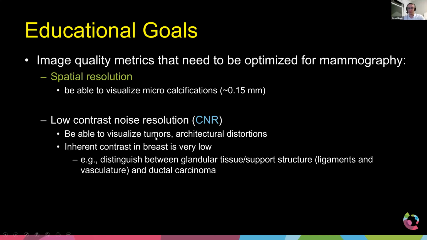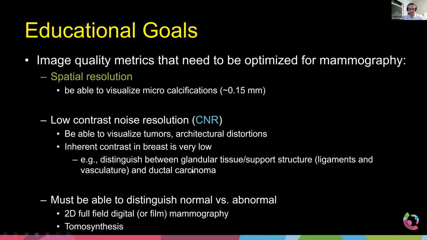We need to be able to visualize the tumor itself. The problem is the tumor is made of the same material, the glandular material of the ducts, and then all of the supporting structures, the vessels and the ligaments and all that stuff. The difference in contrast between the tumor itself and what we see in the breast is very, very low contrast. In other words, they're very similar. So we need to be able to visualize the tumor, and we need to visualize the architectural distortions that come with just looking at the breast structure itself.